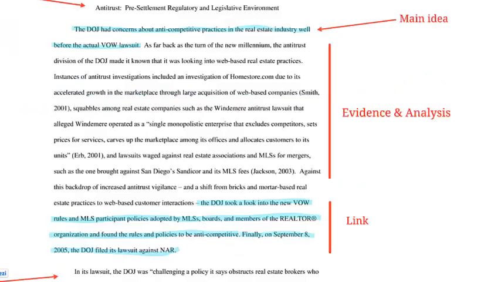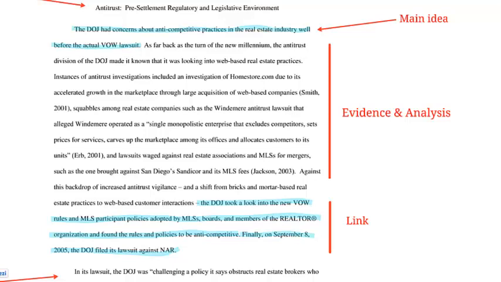The next components of a paragraph should be evidence and analysis, the E and A in MEAL. This will be the bulk of your paragraph in which you support or prove your paragraph's main idea. We're discussing evidence and analysis together here because they work together. Evidence is provided and then analyzed, but not necessarily in that order.